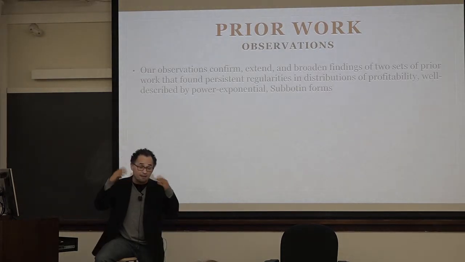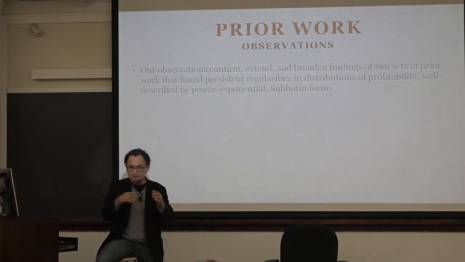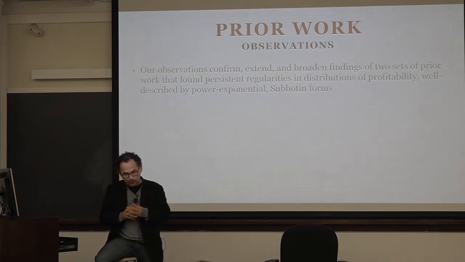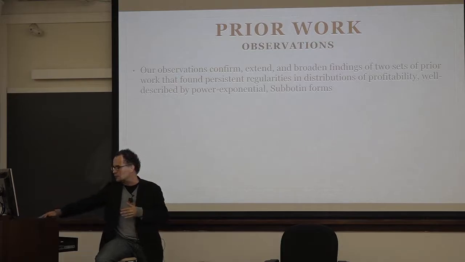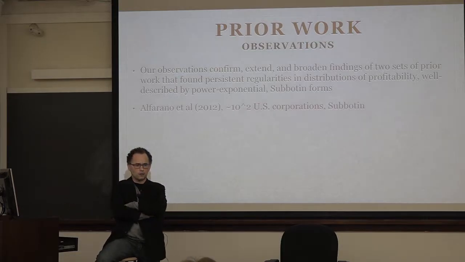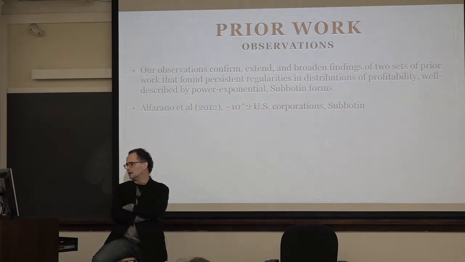One can think that these observations, and this particular fit that we report in the paper, very much extend and broaden the findings that these contributions have made. The first set of contributions are due to Alfarano et al., two papers starting in '08, but the 2012 paper is the more comprehensive one, where they look at a set of about 10 to the 2 US non-financial corporations and found measures of profitability to follow the subbotin distribution.